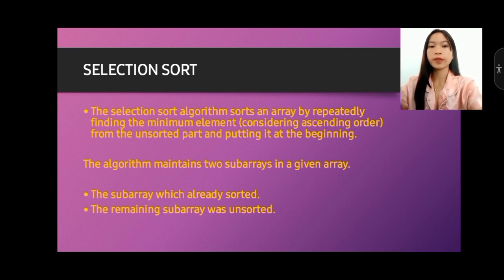The algorithm maintains two subarrays in a given array. The subarray which is already sorted, and the remaining subarray which is unsorted. Given an array of items, sort them in increasing order. In this video, the items will simply be integers for simplicity's sake.